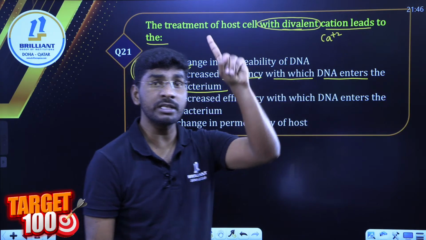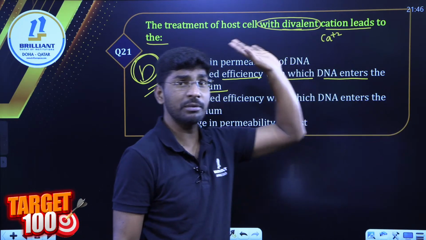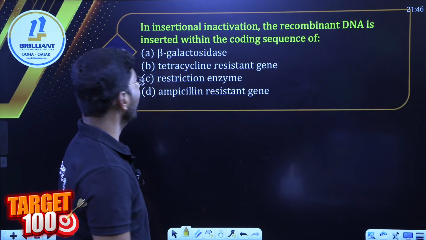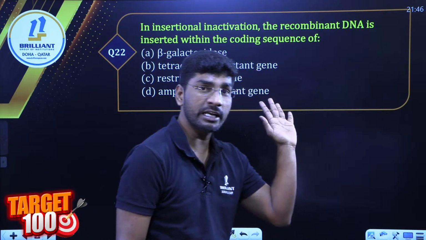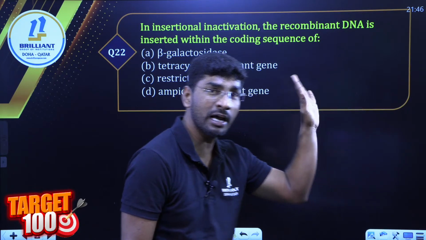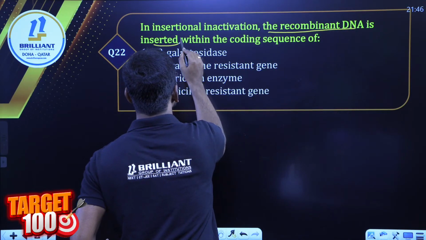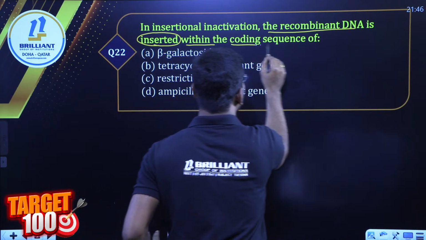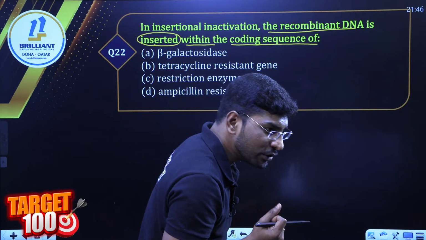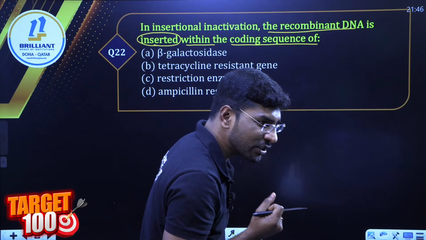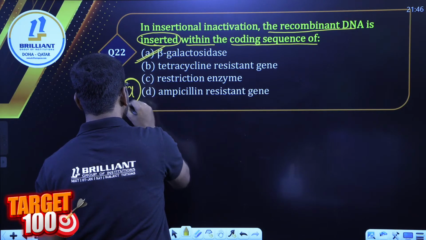Now, next question. The next question is a little important and you have to tell the answer. I will be silent. I will wait here. Insertional inactivation, you know. So tell me the answer. We have already learned the insertional inactivation mechanism. Insertional inactivation of the recombinant DNA is inserted within the coding sequence of... I need an answer. Who is that? Very good, Khalid, Ganesh. Beta galactosidase. Option A, beta galactosidase.